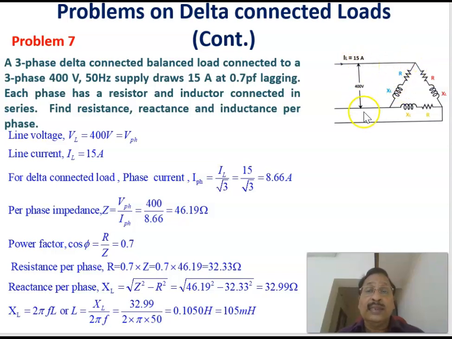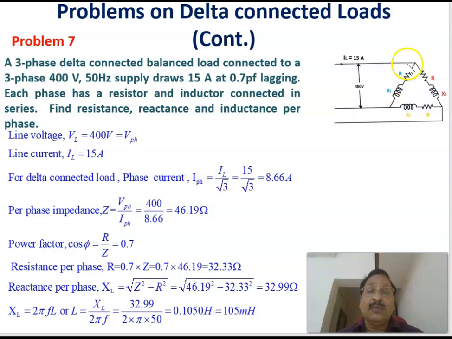Therefore, to find that, the line voltage is given as 400 volts, and the line current is also given. So the line voltage equals 400 volts, which is the same as the phase voltage. Line current is given as 15 amperes. Now line current and phase current are related in a delta configuration by phase current equals line current divided by root 3, or line current equals root 3 times phase current.